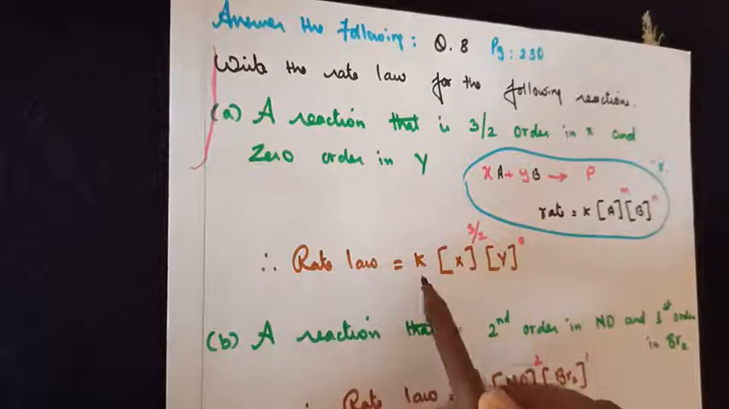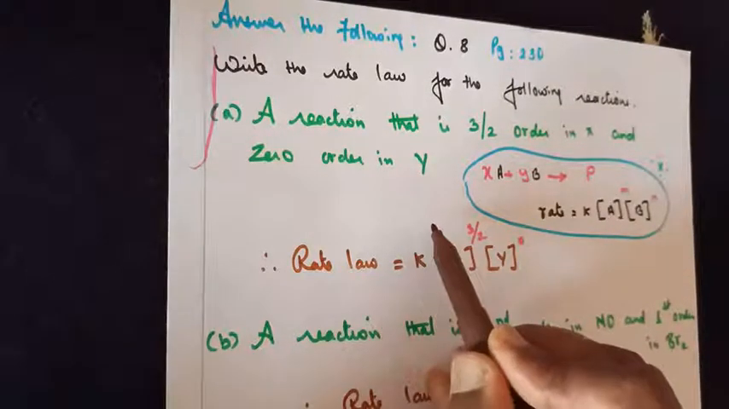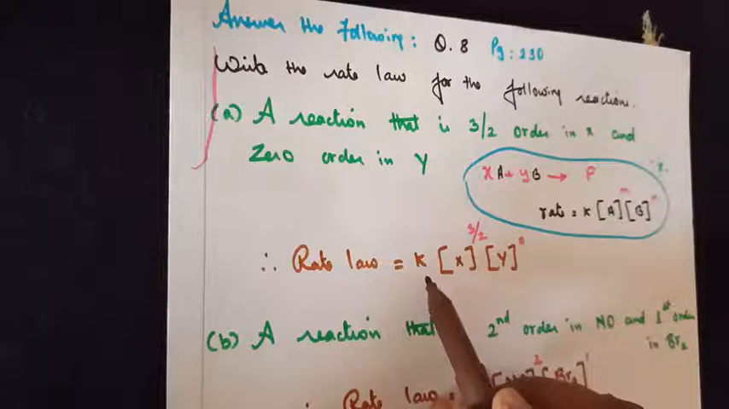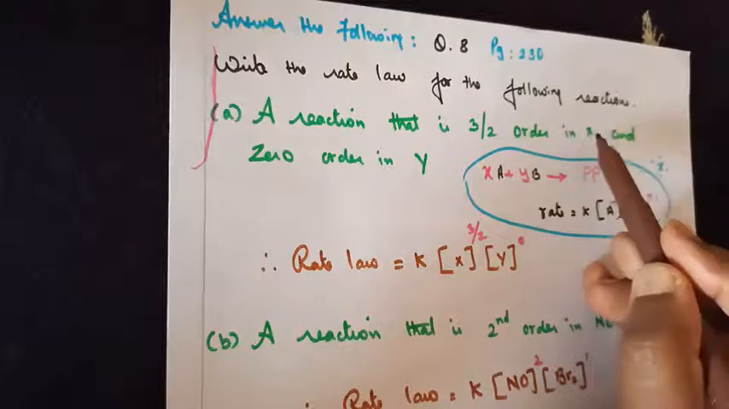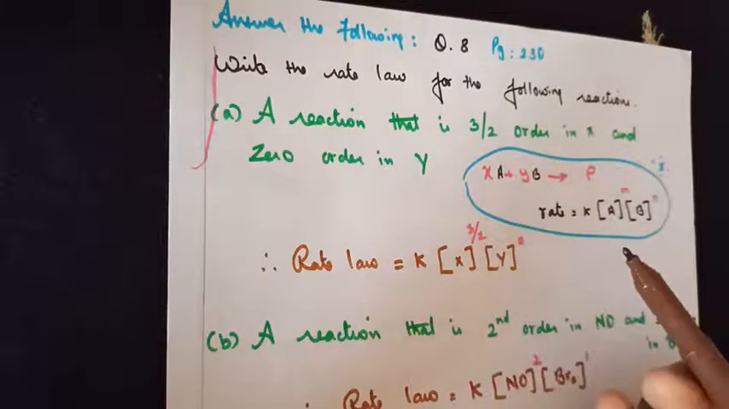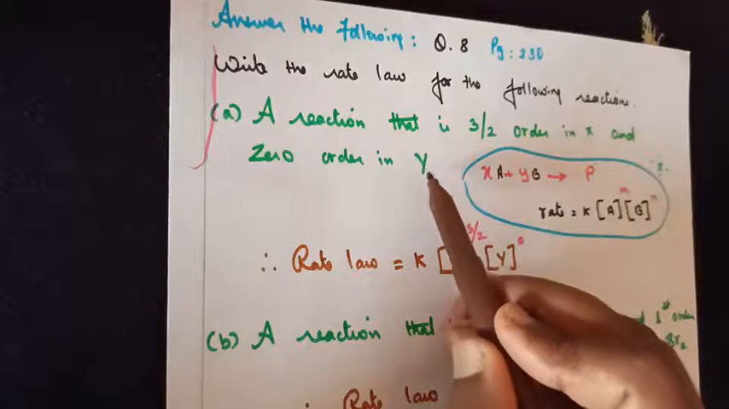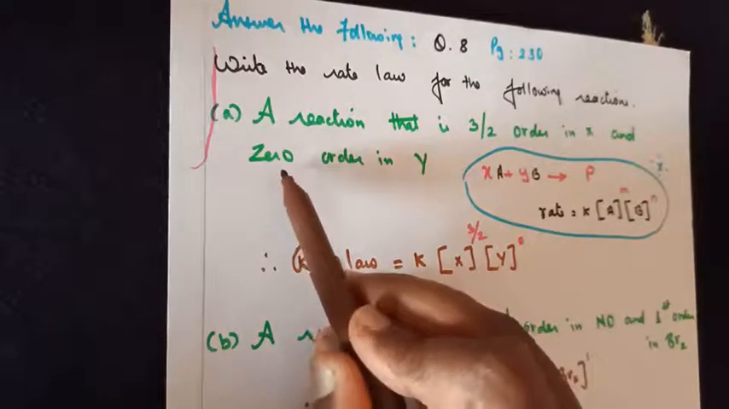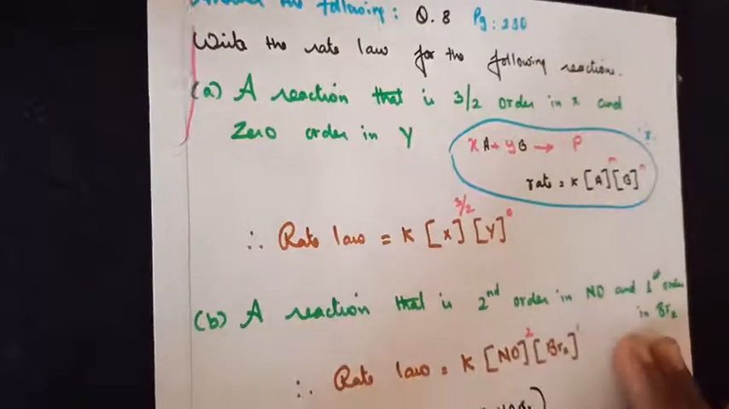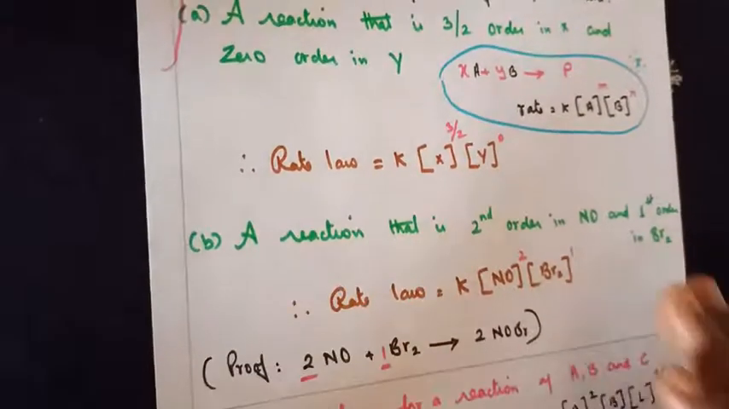Therefore rate is equal to k. You can also write proportionality, repeat the step, or directly write the answer. Rate constant into concentration of the reactant X, the order is given to be 3/2, into concentration of the reactant Y, the order is given to be 0. So just write the answer, you get the full mark. These are 2 mark questions.